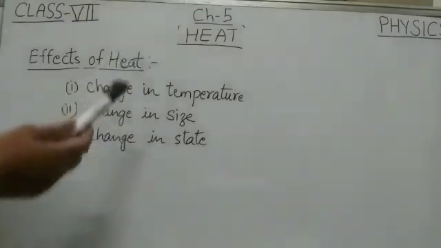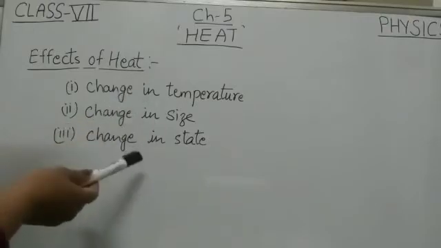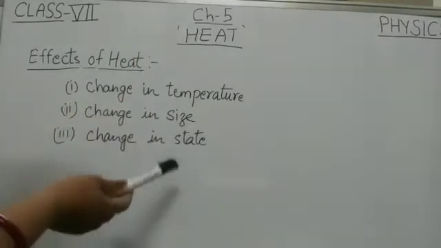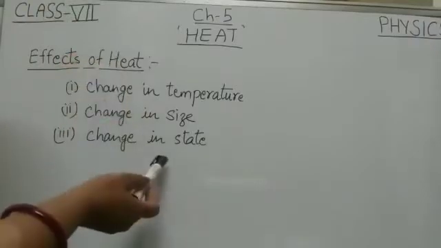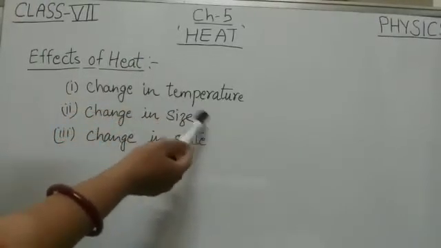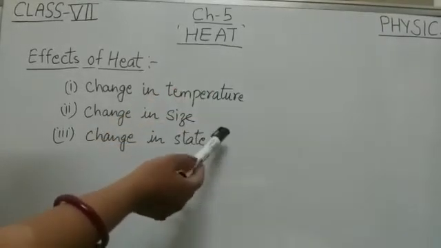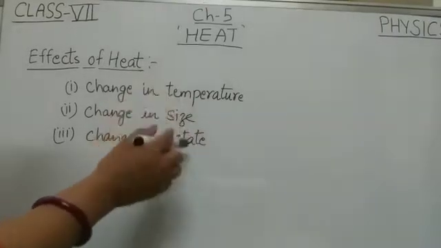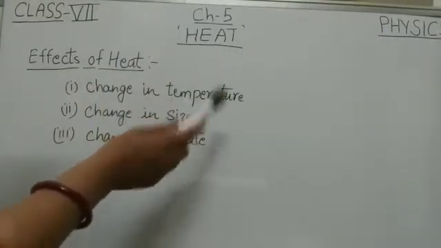But if you remember, in your last homework there was a question, name some effects of heat, and most of you have given a wrong answer for that. So this is the correct answer. Effects of heat are: first one is change in temperature, second change in size, and third one change in state. But most of the students have written heat stroke and etc. That answer is totally wrong. Okay, so just do the correction in your notebook.